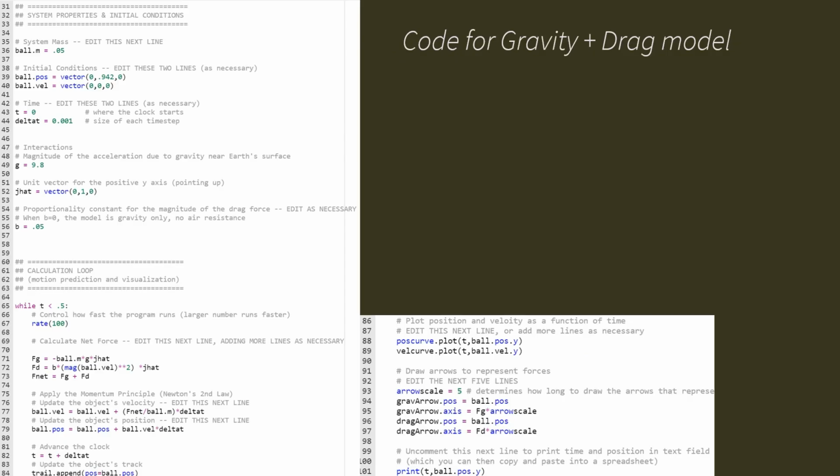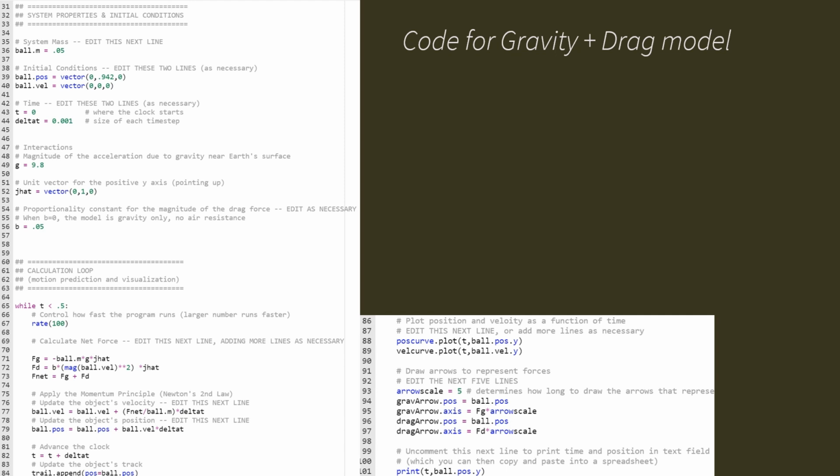And then here is my code for the gravity and drag model. So I set the things that were changed. I set the ball dot m, the mass of the object, to 0.05 kilograms. I changed the initial position to 0.942 meters in the positive y hat direction, and I changed b to 0.05 as it relatively accurately reflected the drag force of the object.